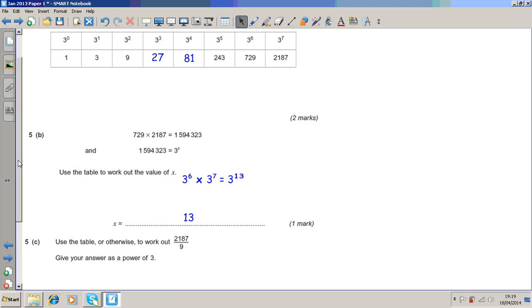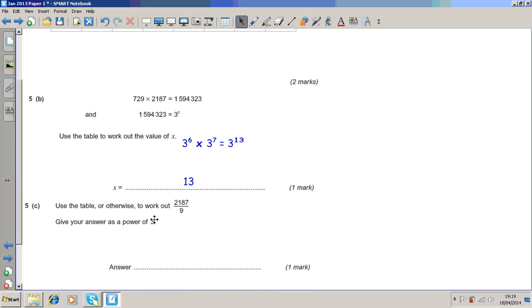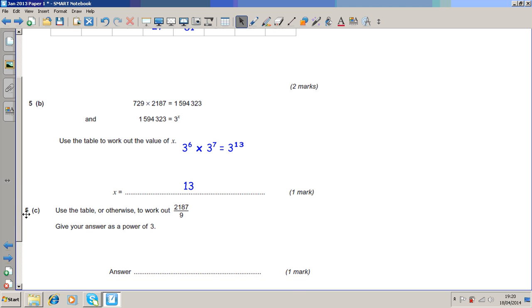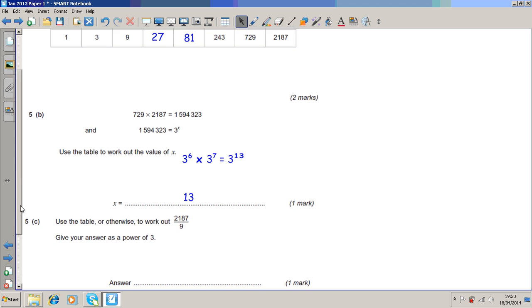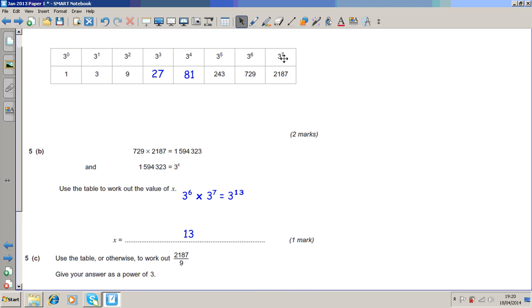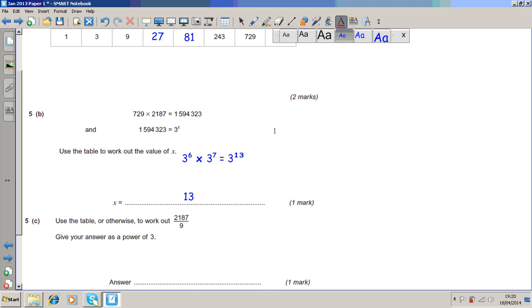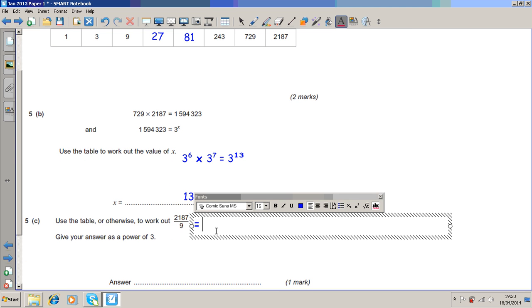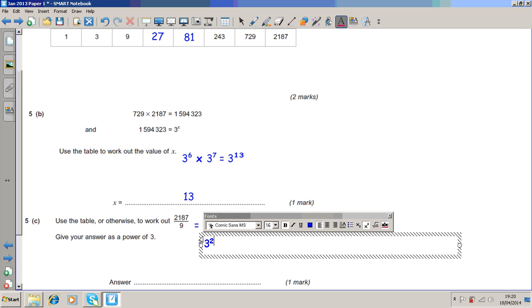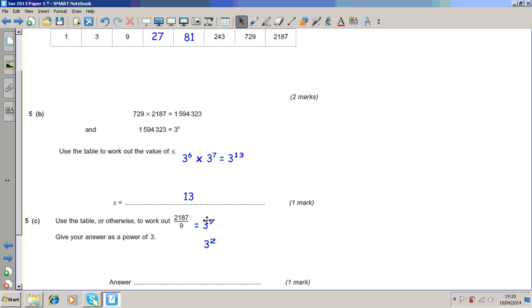And then we're there. Use the table or otherwise to work out 2187 divided by 9. I mean, if you're not happy, you could just do long division on that if you want to. Give your answer as a power of 3. But if we look for 2187, then that is 3 to the power of 7, and 9 is 3 squared. So essentially, this here is equal to 3 to the power of 7 divided by 3 squared.